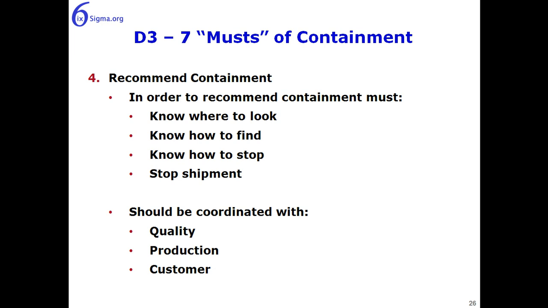Okay, based on the risk priority number, we're going to recommend containment. So in order to do that, we must know where to look, of course, for the defective parts or the failed parts. We have to know how to find them. We have to know how to stop it. And then, of course, we have to stop shipment. And, you know, we should consider here or be coordinated with quality, production, and the customer. So we'll go back over to Excel now.